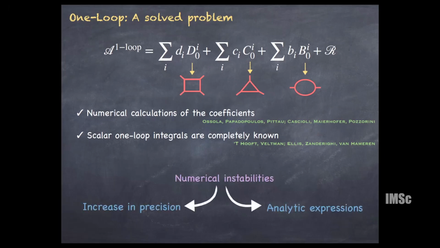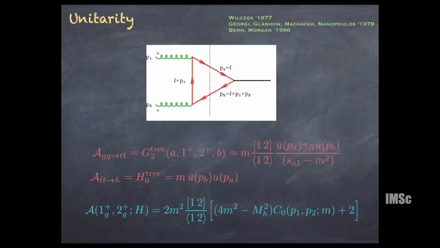But the problem is that they suffer from numerical instabilities at the corners of phase space. So the way out is either you increase the precision in your numerical calculation, or you find a better way to express them analytically. One of the approaches to express them analytically is the unitarity approach, for example, gluon going to Higgs. What is the reason for these numerical instabilities? If you go to the corner of phase space, with very small momenta here and there, then it will give you some numerical instabilities, right? If you parameterize the momenta in such a way that it goes to the collinear region, then you will get numerical instability. Is that coming from the reduction?